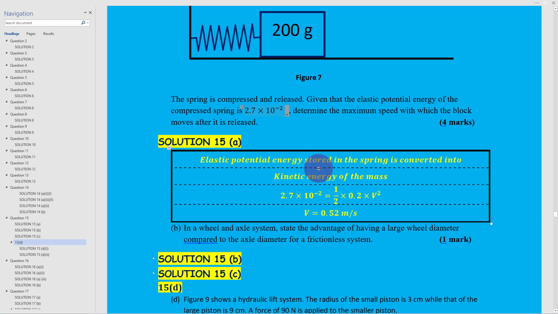So elastic potential energy stored in the spring is converted into kinetic energy of the mass. So we already have that energy. It was given here. So we equate it to a half mv squared, and we get our speed to be 0.5 meters per second.